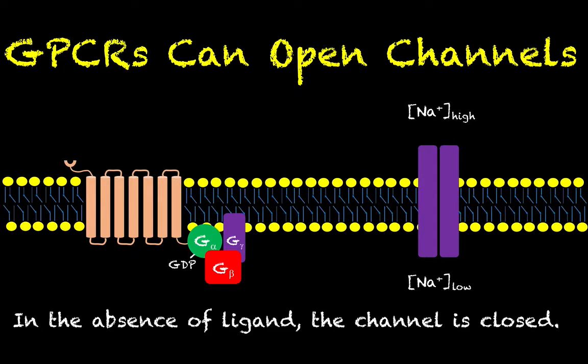So as you can imagine, in the absence of a ligand, the G proteins are inactive and the ion channel is going to be closed. In this particular example, we are choosing to make this ion channel a sodium channel. You will hopefully remember that sodium is maintained at a high concentration in the extracellular fluid compared to the intracellular fluid. So there is a strong concentration gradient that wants to pull sodium inside of this cell, but because this ion channel is currently closed, we cannot act on that gradient.